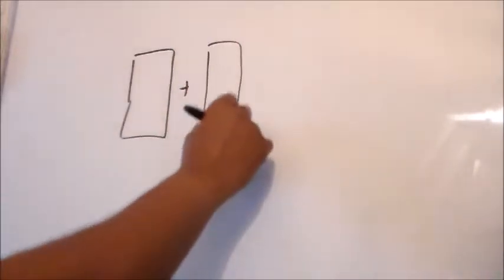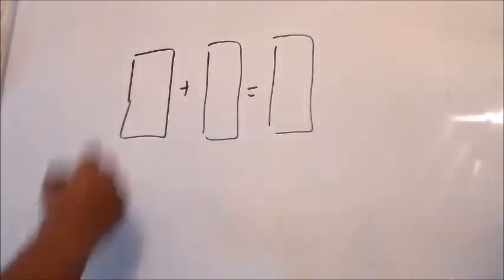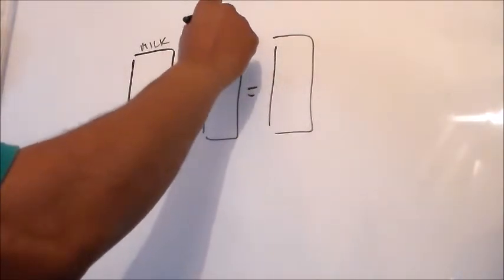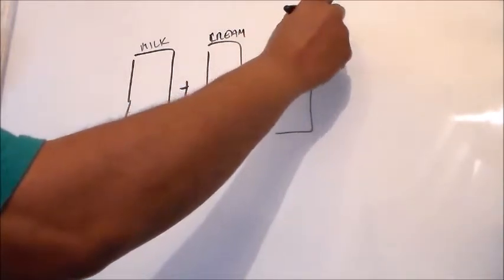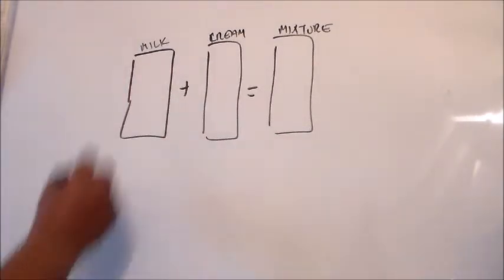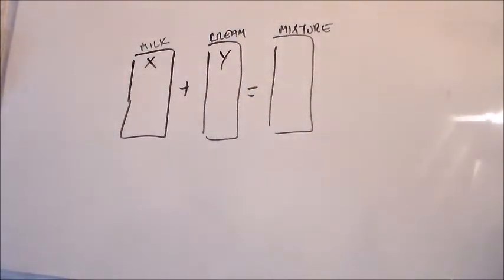So here we go. Basically, we can go back to our little diagram that I like to write out. This is going to represent milk. This is going to represent cream. And this is going to represent the mixture. Alright, so we're going to have milk, we're going to add cream, and we get the mixture. Now, we don't know how much milk we're going to use and we don't know how much cream we're going to use, so we're just going to call it X and Y.